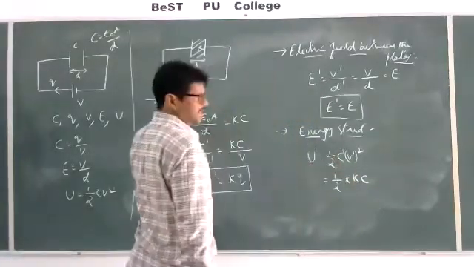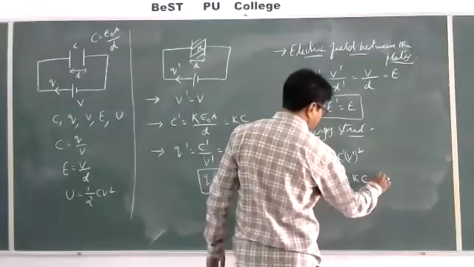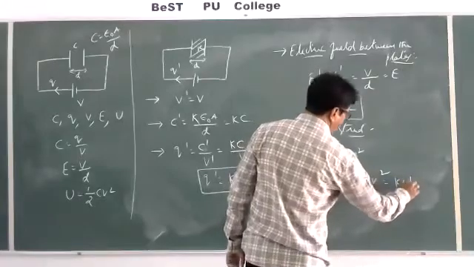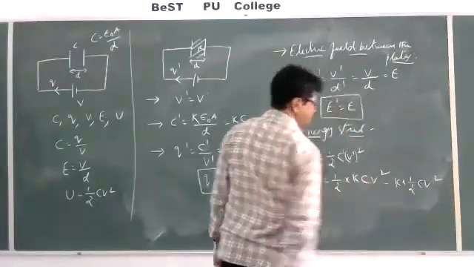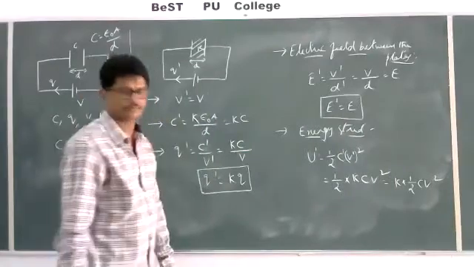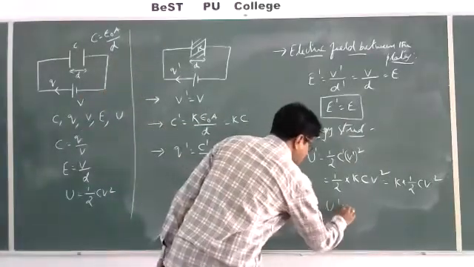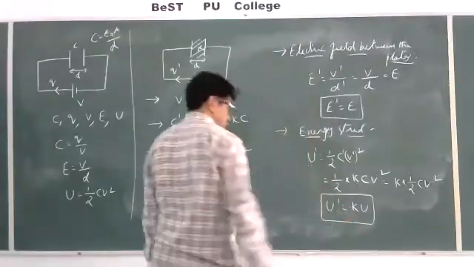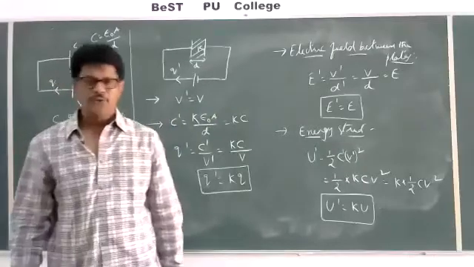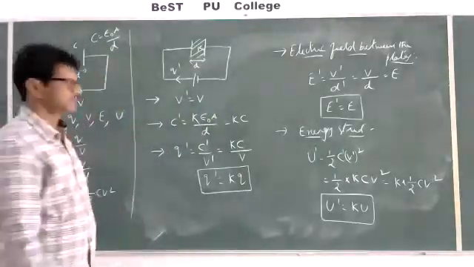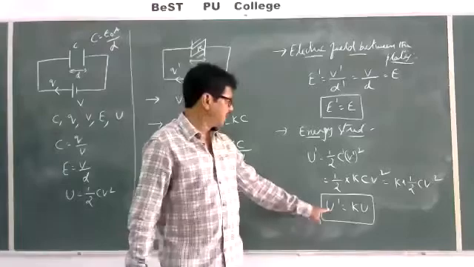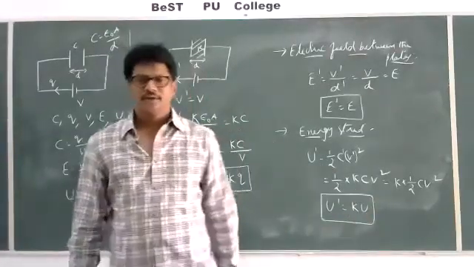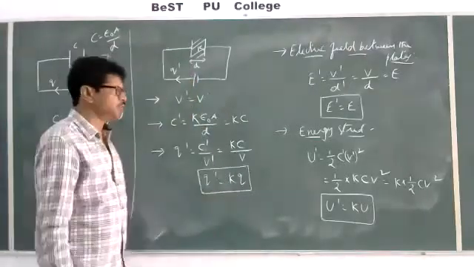Since the battery is still connected, the potential difference remains constant, which is equal to K into half CV square. So the new energy stored is equal to Ku. That is, the energy stored increased to K times.